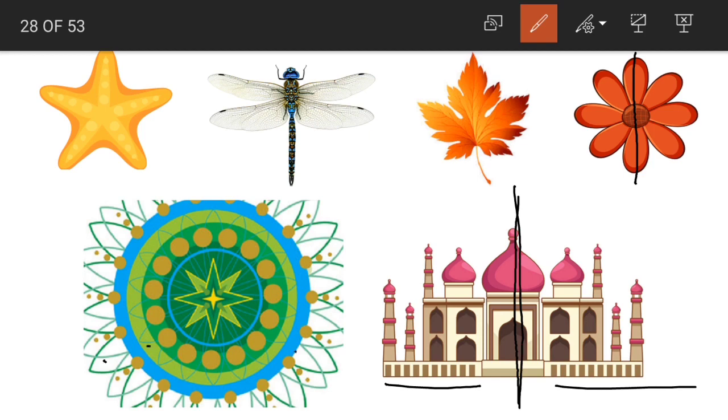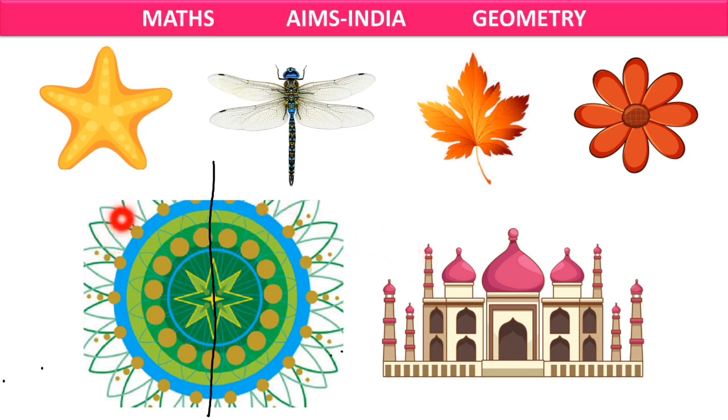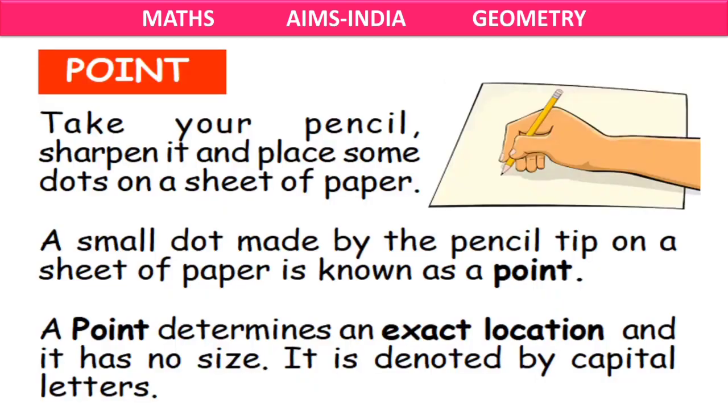Even in this rangoli design, yes, see, if I draw the line here, or even here, children. If we observe, it is symmetrical in nature. Both the halves are identical. So what symmetry does is, it makes an object look more beautiful, children.